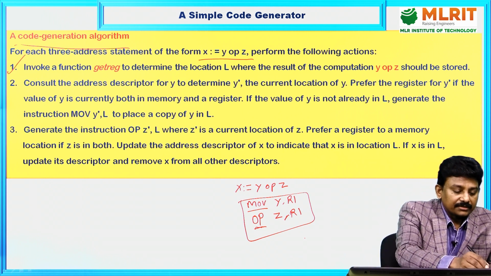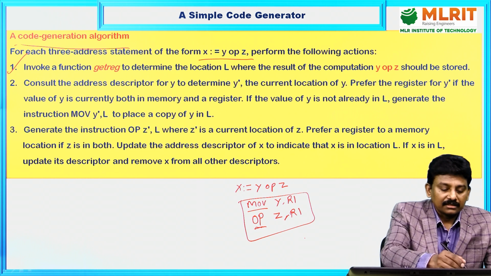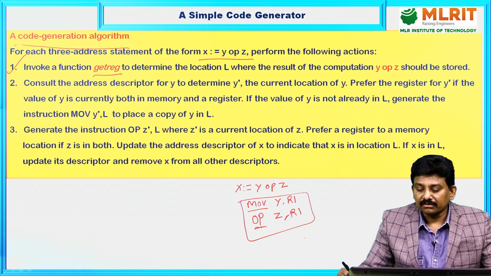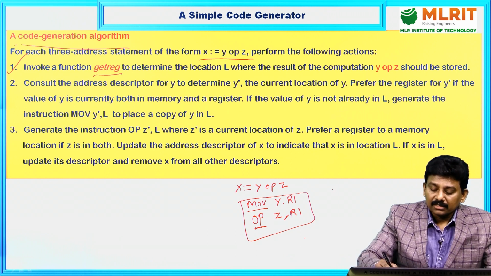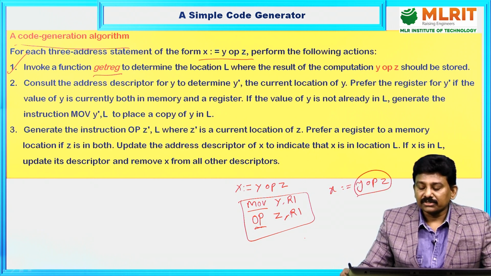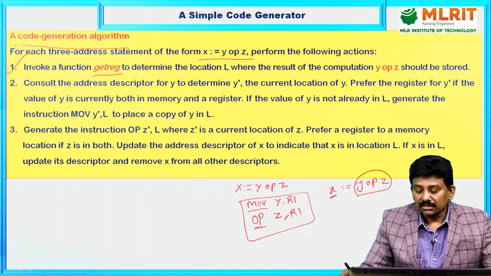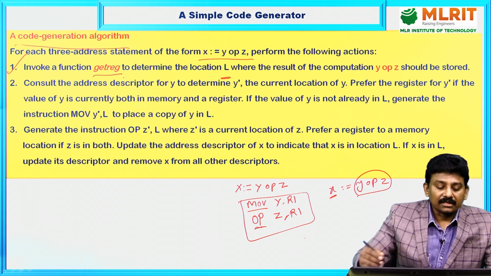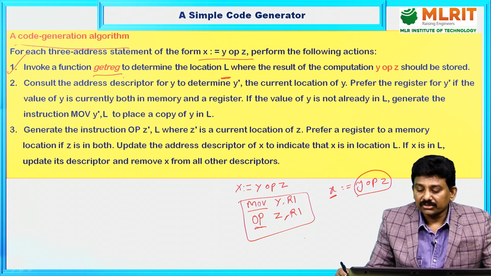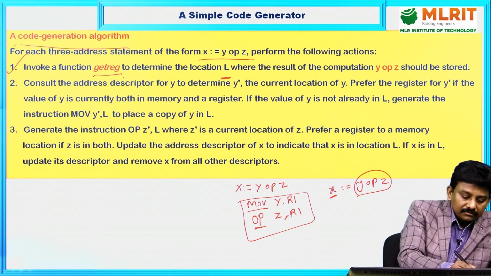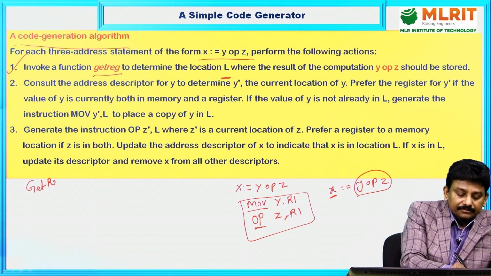The first step: invoke a function getreg to determine the location L where the result of the computation y op z should be stored. Here x = y op z, and the result of the computation y op z is stored in the variable x. So, the result of the operation y op z will be stored in the location L. For this step 1, we need to consider 4 options. Getreg function.